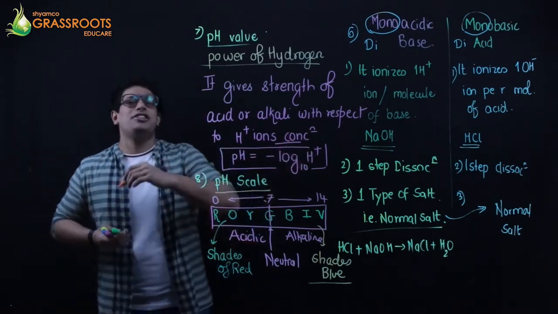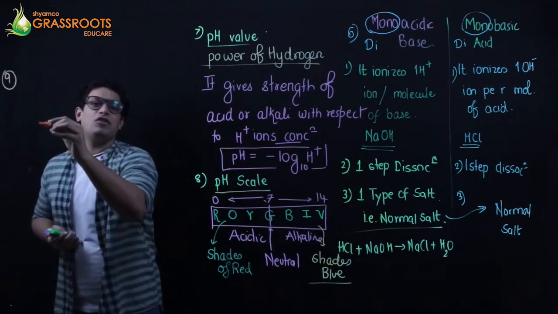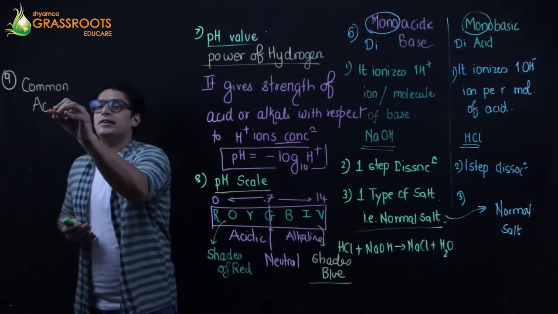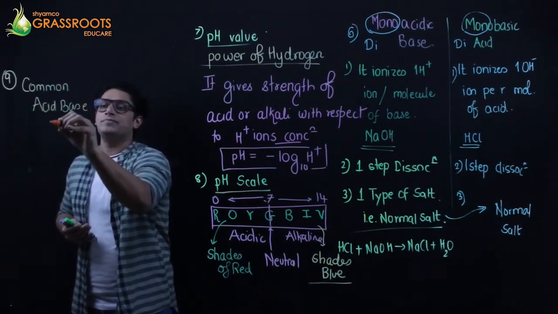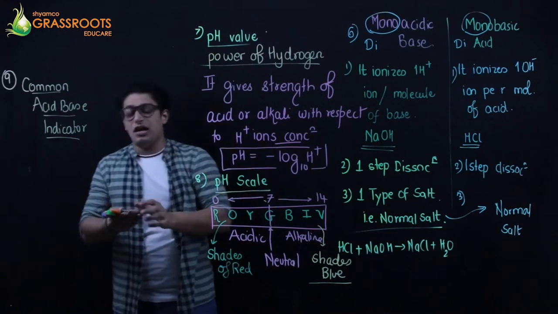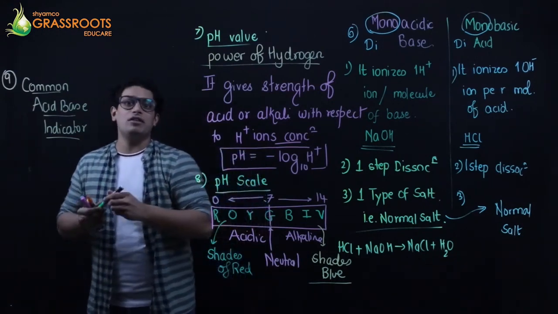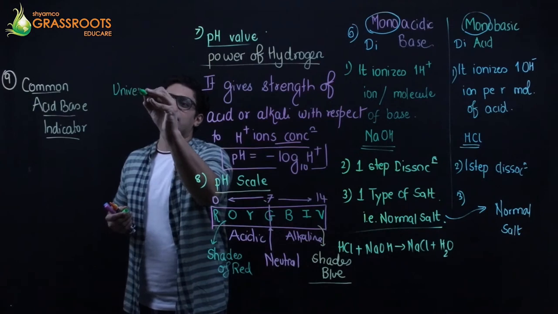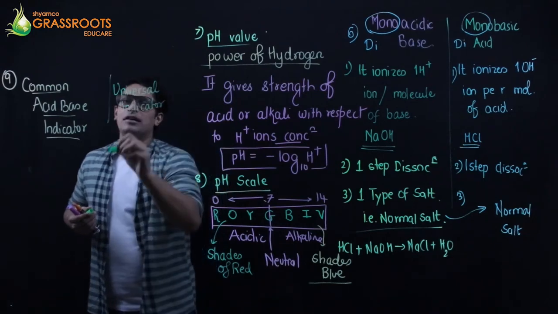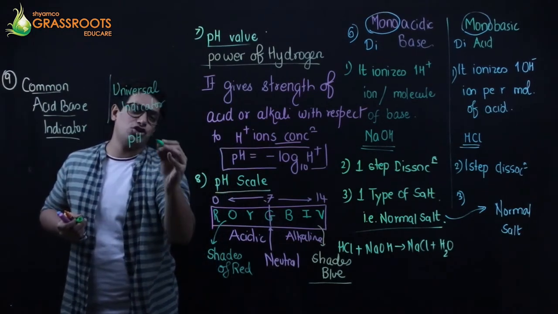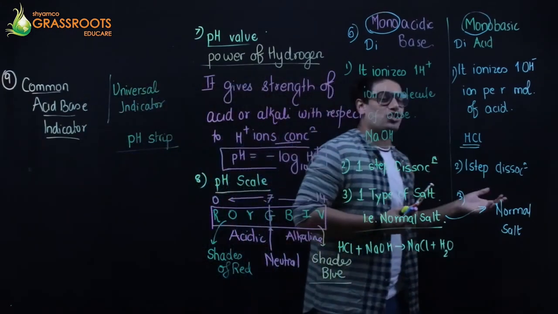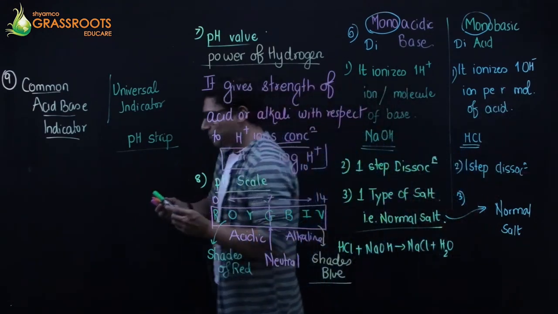Now, initially we had two types of indicators. One was said to be a common acid base indicator. And nowadays, a much hi-fi बोल सकता हूं मैं, universal indicator. Or we have a pH strip, pH paper. Now, what is the difference between pH paper, pH strip, which is a universal indicator, and a common acid base indicator?